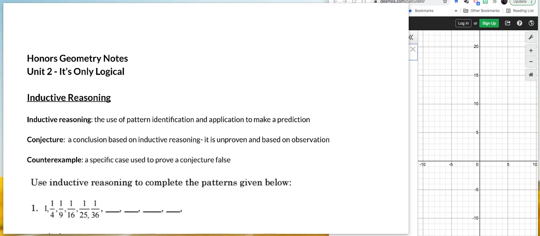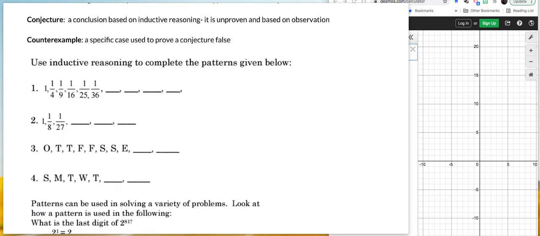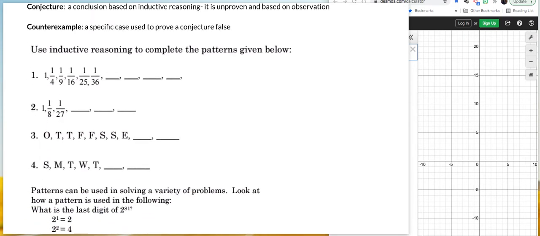We're going to start by looking at some patterns here. It would be a good idea to pause the video while you look at numbers 1 through 4 and see if you can extend the patterns. Go ahead and pause and try them out.